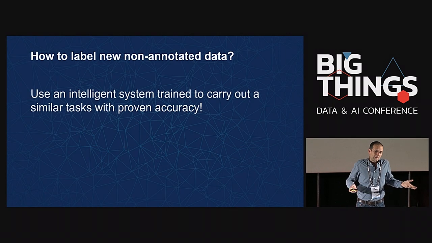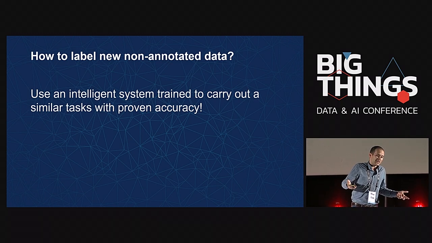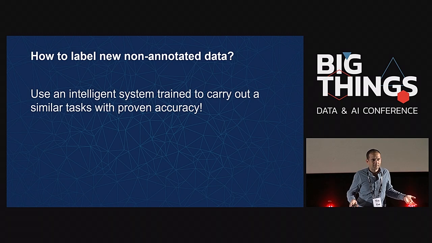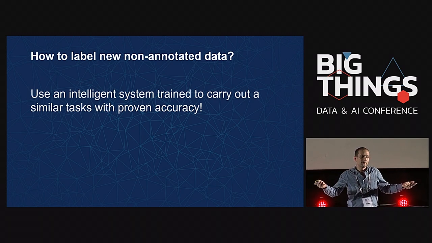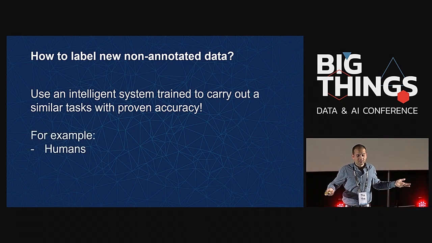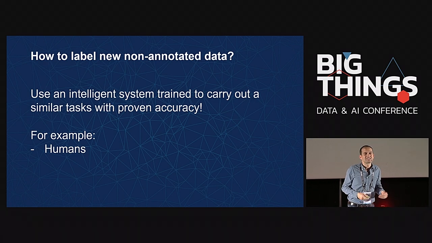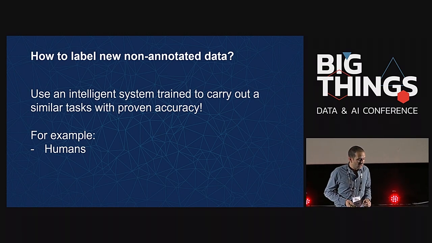How to label? Well, in general, use an intelligent system trained to carry out a similar task with proven accuracy, right? You are developing a system, doesn't mean that there doesn't exist a system that does it better. Maybe it's a cloud system, or maybe it's a human. That's the first choice. That's still how many people label data. The people who sell you the data most times have warehouses of workers and are just remote workers that label that data. How do they work?